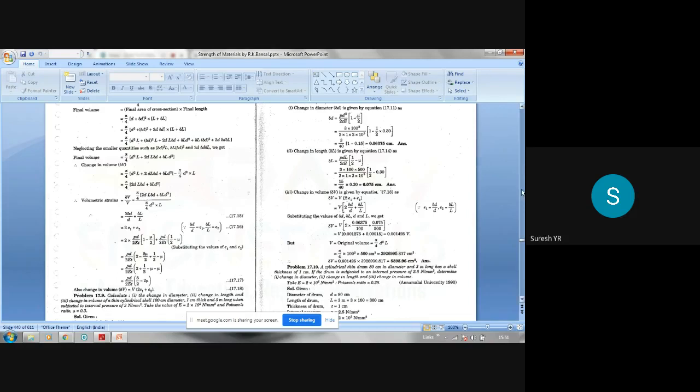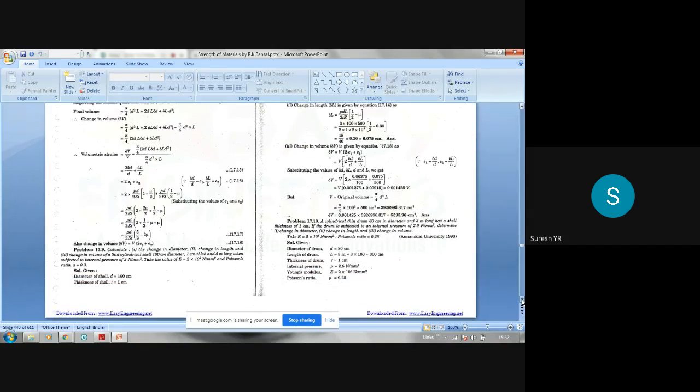Similar procedure is followed. First you calculate delta D, change in diameter, given by this formula only. Same formula, delta D formula. Then change in length, this formula. Then change in volume, what you do is directly V into 2 epsilon 1 plus epsilon 2. So epsilon 1 is delta D by D, epsilon 2 is delta L by L. Same procedure you follow and you just substitute, you will get the answer.